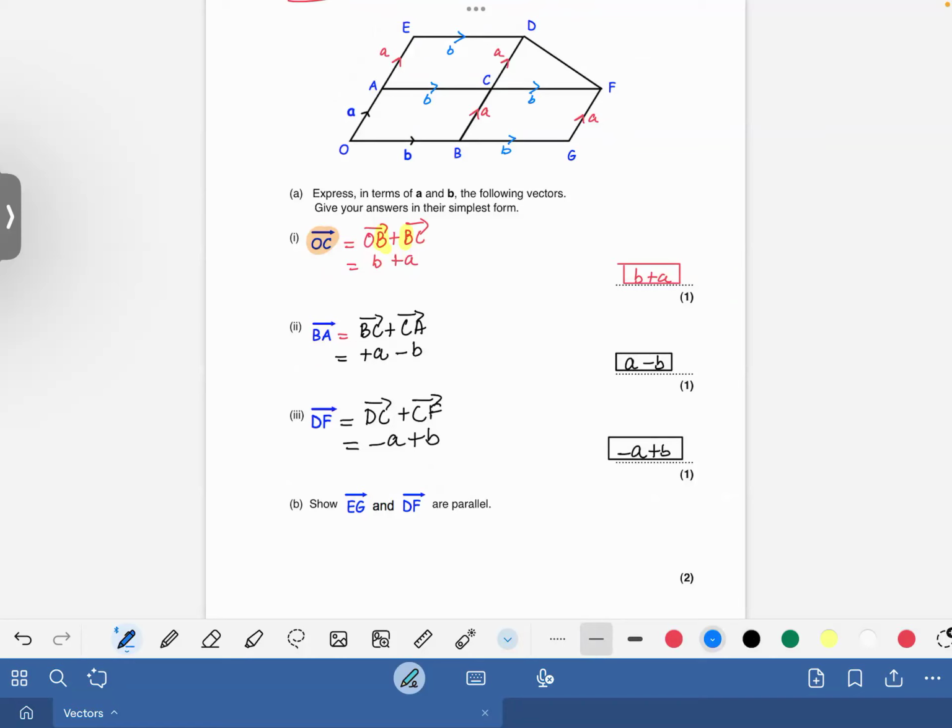They say that show EG and DF are parallel. Okay, let's show. Let's find EG first. So, Temur, what is EG? Hadi? Hadi, what is E to G? E to G क्या है बेटा? Anyone? नेगेटिव ए. माइनस What?